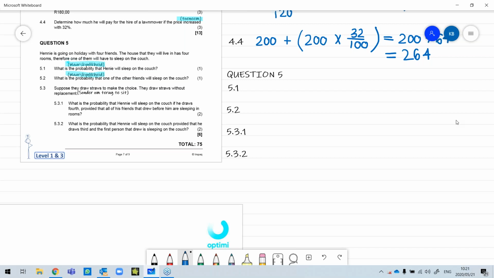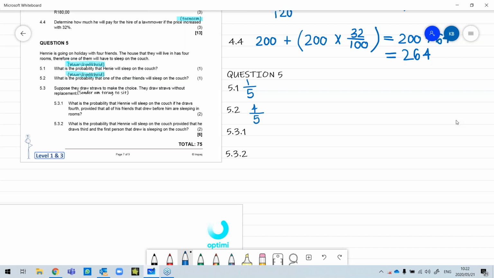So first of all, there are 5 friends. Which one of them will need to sleep on the couch? So the probability for Henny to sleep on the couch is 1/5. What is the probability that one of the other friends will sleep on the couch? So excluding Henny, the number of friends that remain is 4, and there are still 5 friends. So the probability for one of them to sleep on the couch is 4/5.